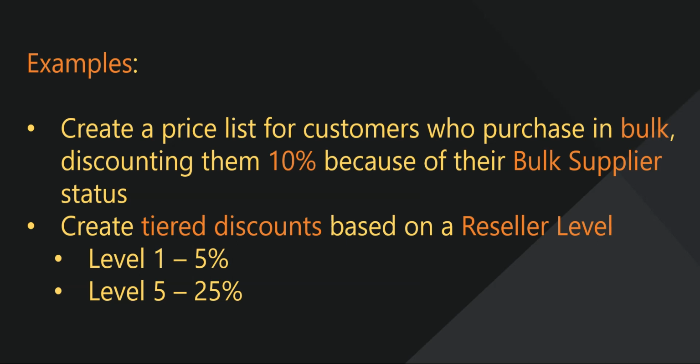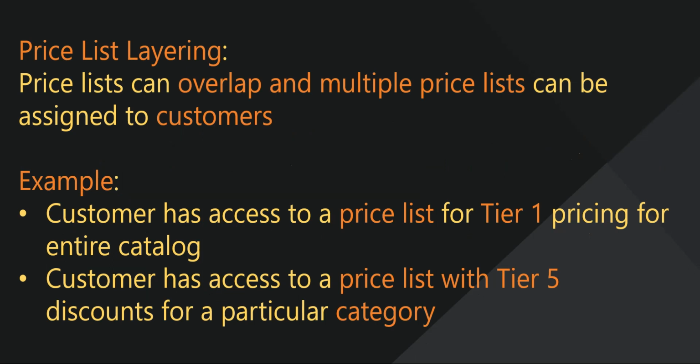Or you could create tiered discounts based on a reseller level, where a level 1 reseller might get a 5% discount and a level 5 reseller may have a price list with 25% off. Price lists can overlap and customers can have multiple price lists assigned to them, which can create a complex pricing schema. An example of layering would be a customer who gets Tier 1 reseller pricing on the whole catalog except one category, which has Tier 5 discounts. This layering allows for the creation of unique and highly complex price management without resorting to manual assignment for each and every customer.